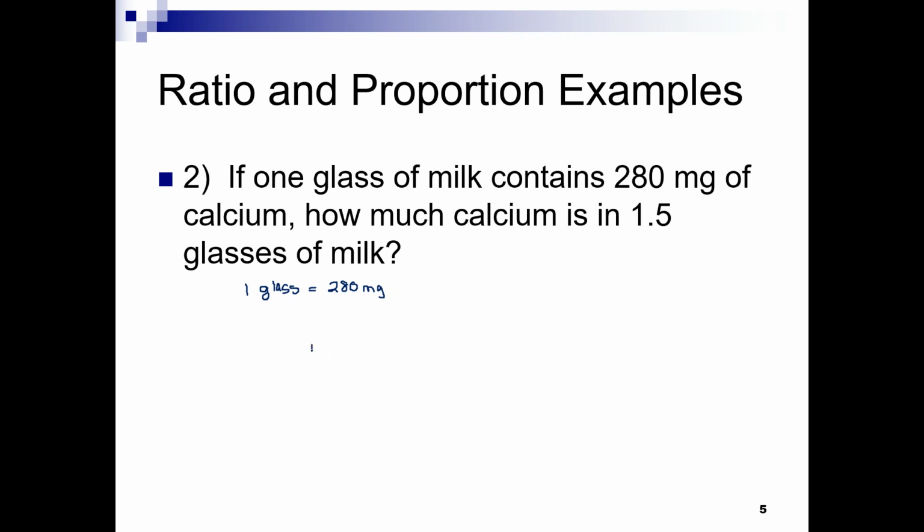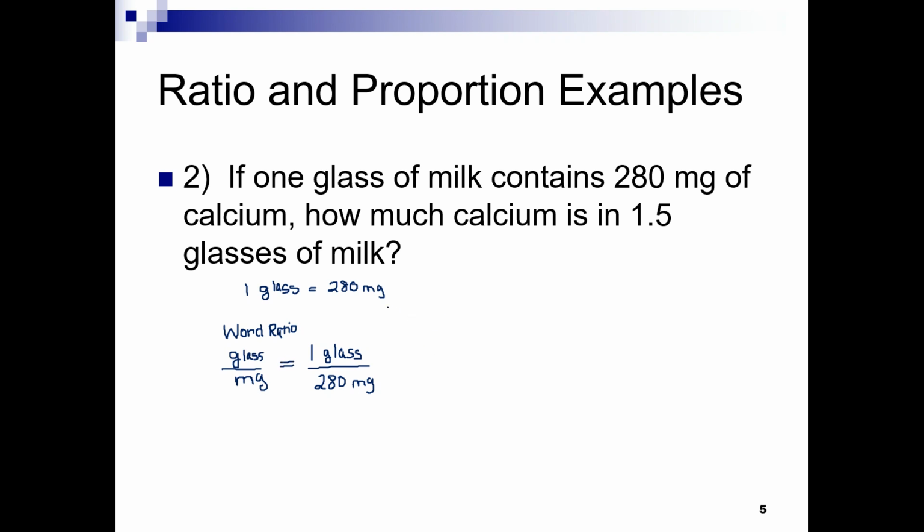So I'm going to make the ratio 1 glass over 280 milligrams. My word ratio is that I'm always going to put glass on top and I'm always going to put milligrams on the bottom. These are equal, so they are matched up as far as labels.